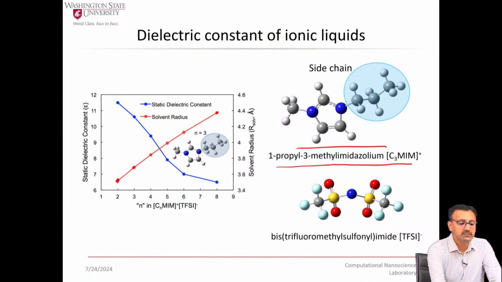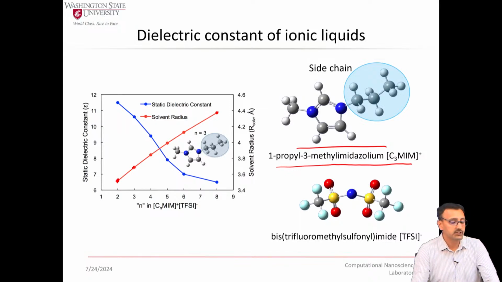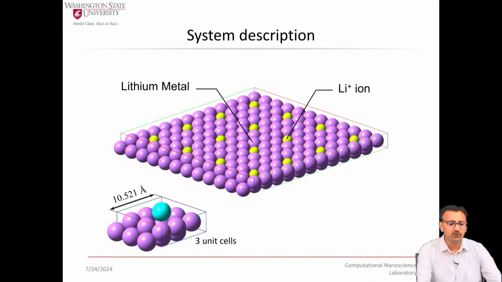Essentially, the key idea is the dielectric constant goes down, reduces as you go up in the chain length for this cation. The anion in this model system was this TFSI. We didn't change the anion structure for this study. Okay. So, again, this is the system description.